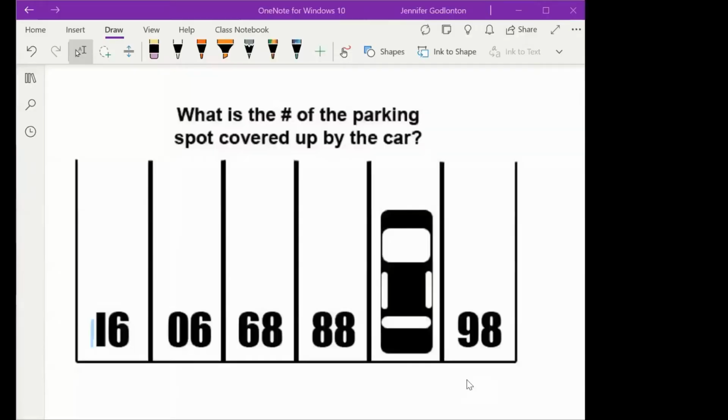Okay, so let's try this one instead. I'm wanting to know what the number of the parking bay is that the car is parked in. That is what I would like to know. So all you need to do is let us know in the chat once you have an answer.